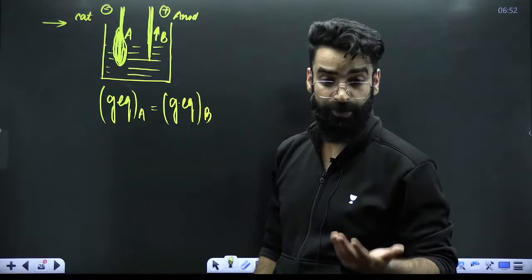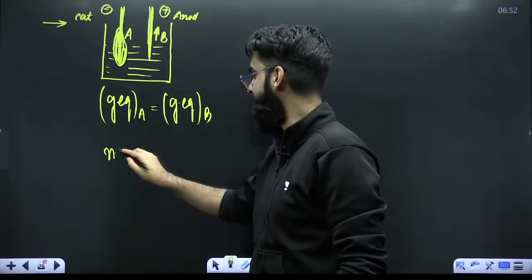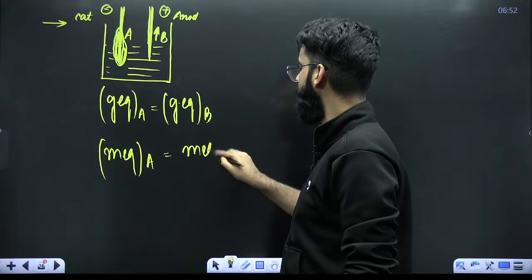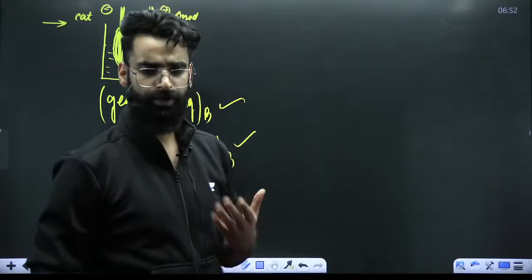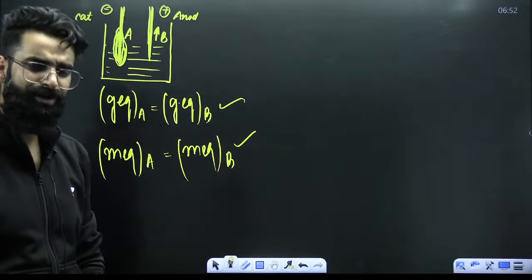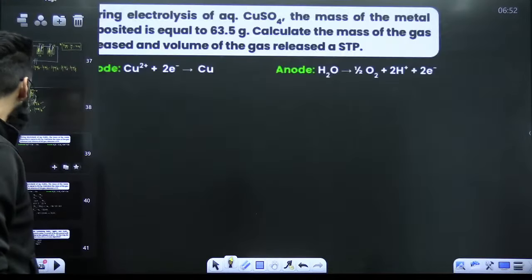At the same time, you can do one more thing. You can write the same statement in terms of milli equivalence as well. You can say milli equivalence of A deposited will be equal to milli equivalence of B liberated. And my dear students, if you know how to write these statements, you are done. You can solve any question of your NEET standard from Faraday's second law. Let me show you one.